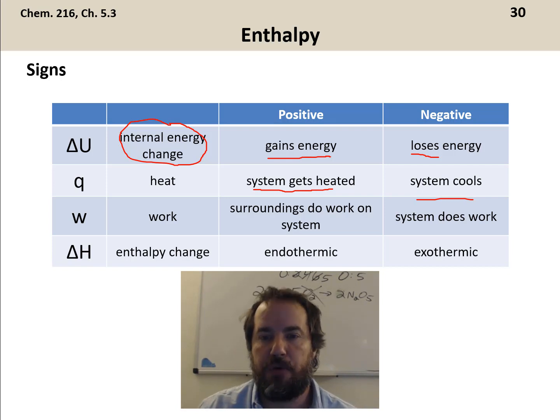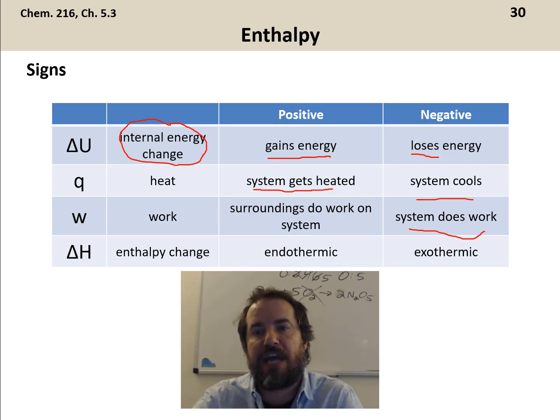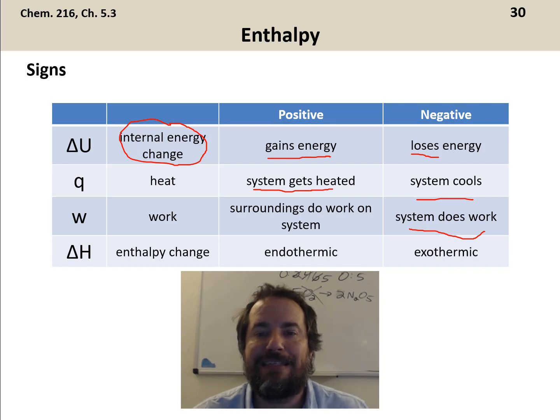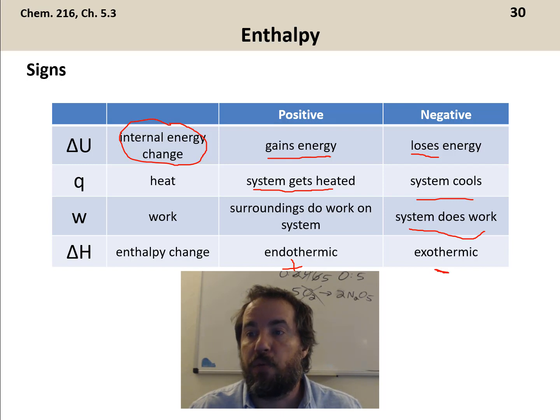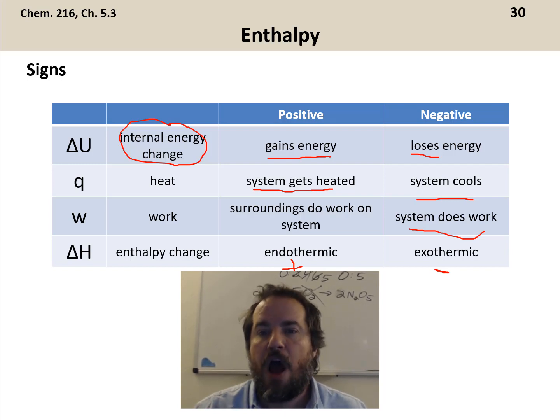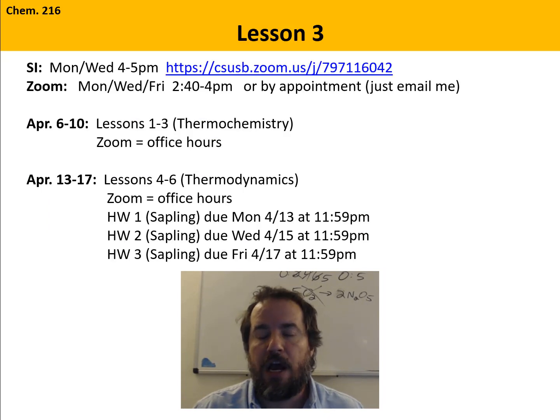That's a negative Q. W is doing work, right? So if I, the system, do work, that means it's negative. If work gets done on me, that means it's positive. And then delta H, we said, is enthalpy change. Positive means endothermic. Negative is exothermic. What's the type of exothermic reaction? Combustion.